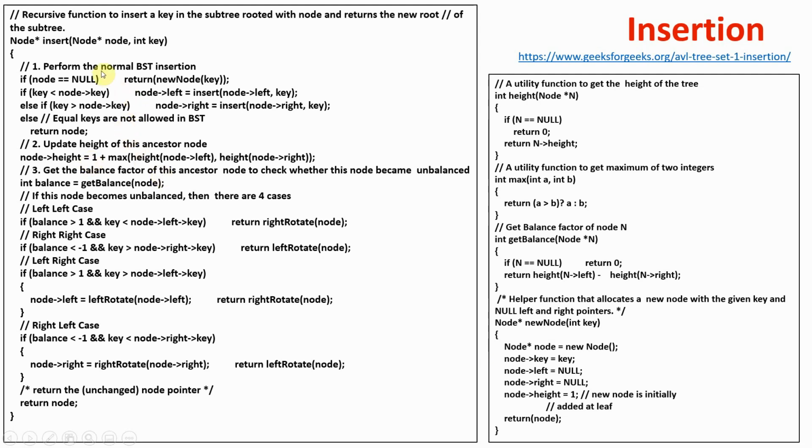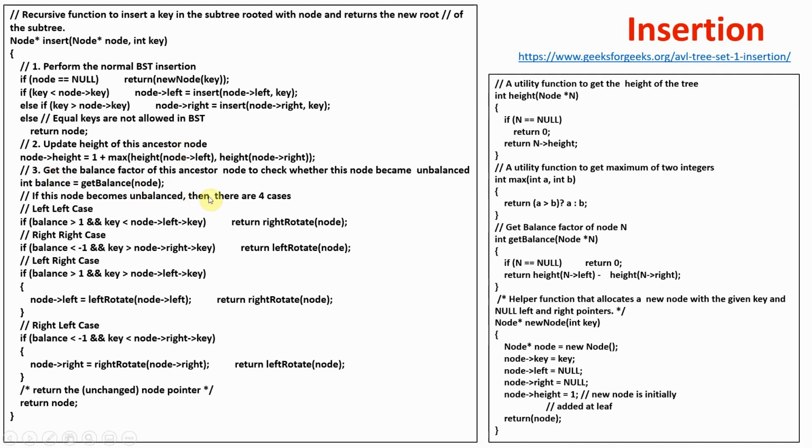Okay, so the process that we have to do is similar to what we saw in the previous video. It's normal BST insertion. It's a recursive function, so we do recursive calls to insert into the BST. After we do the insertion, we have to update the height of the ancestor node. Once we return from the recursion, we go back up to the current node, so we update its height.